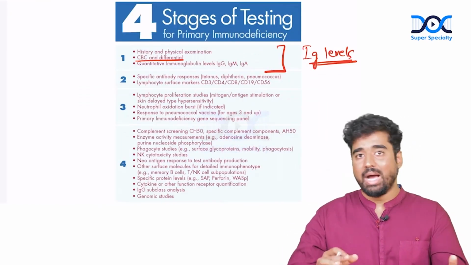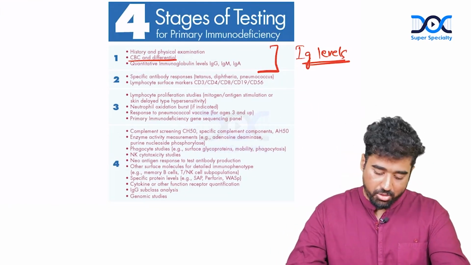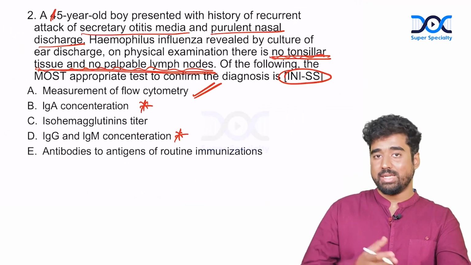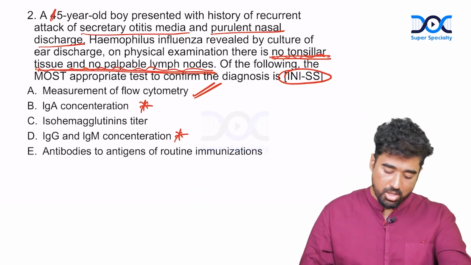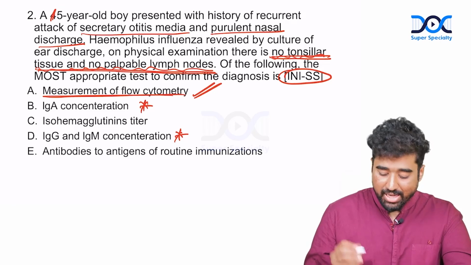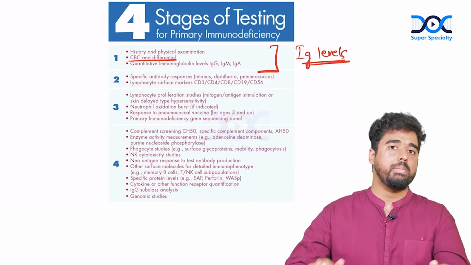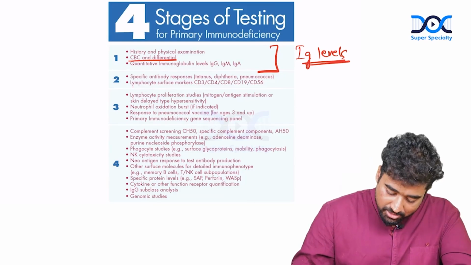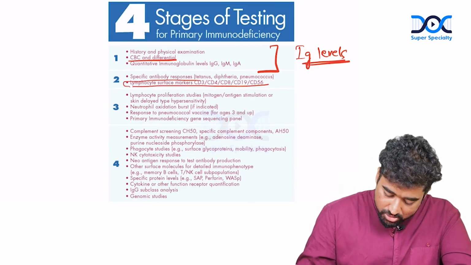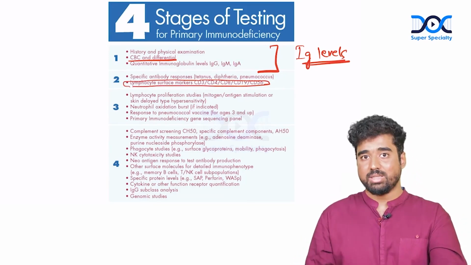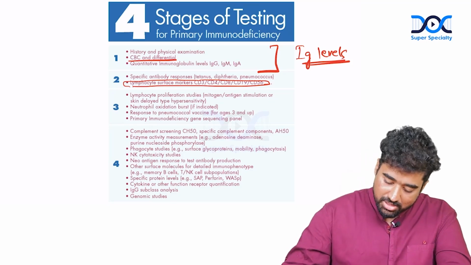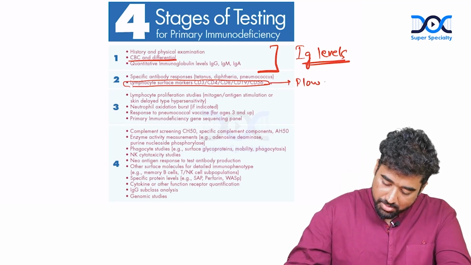So either you have an option with the complete Ig profile, or what was supposedly being tested here was, if you know that flow cytometry is done as a frontline test in PID analysis, and that is where this particular test comes, that is lymphocyte surface markers are tested with various CD markers with the help of flow cytometry.